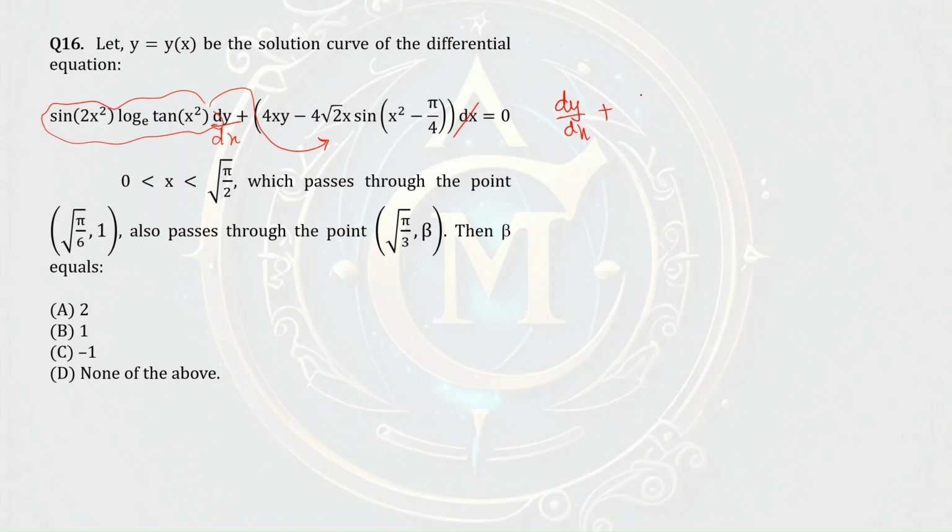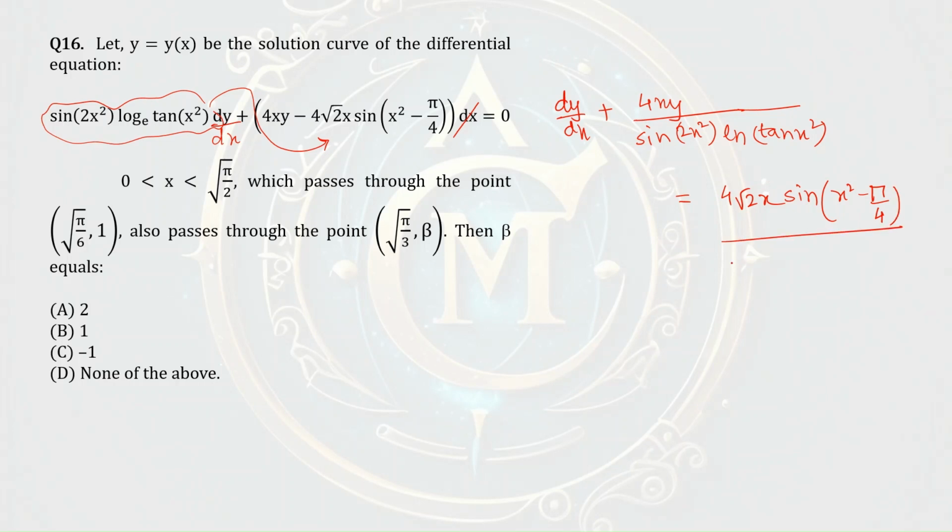plus 4xy divided by sine of 2x square times log of tan x square equal to 4 root 2 x sine of x square minus pi over 4 divided by sine of 2x square times log of tan x square. So now we observe that this is a simple linear differential equation of first order.